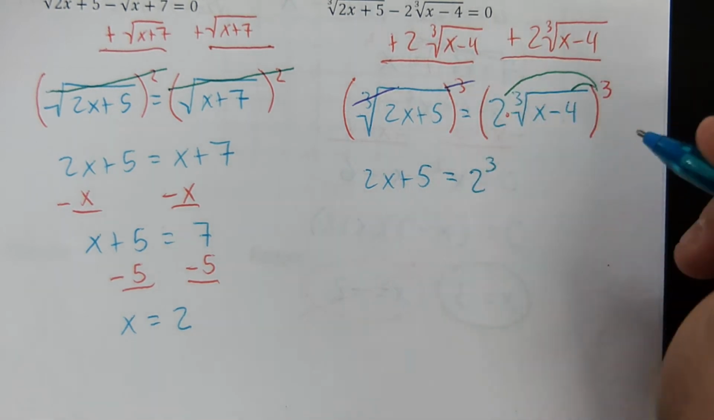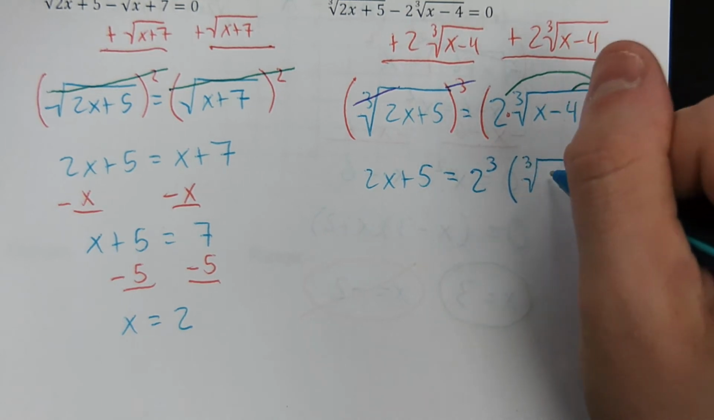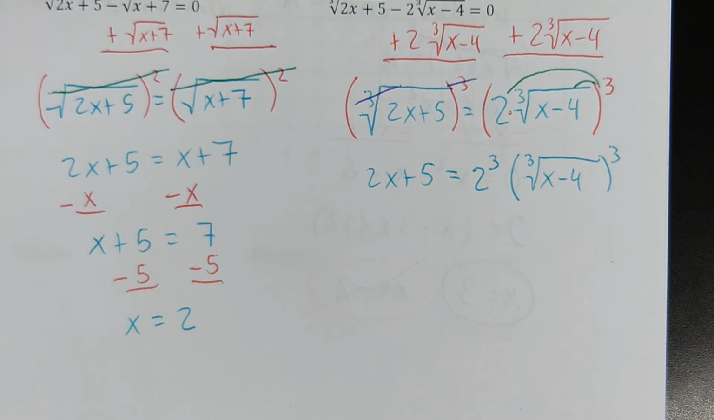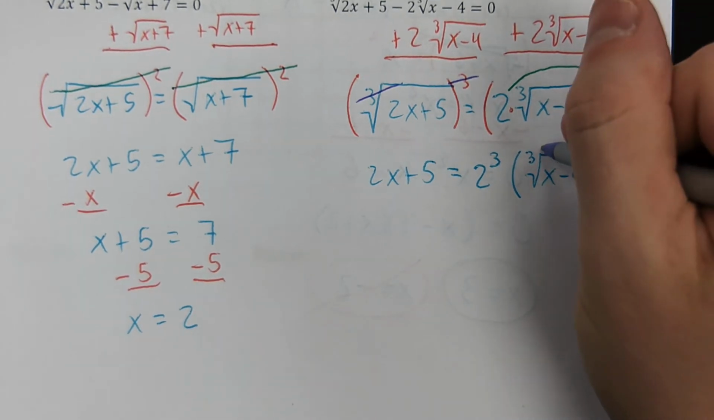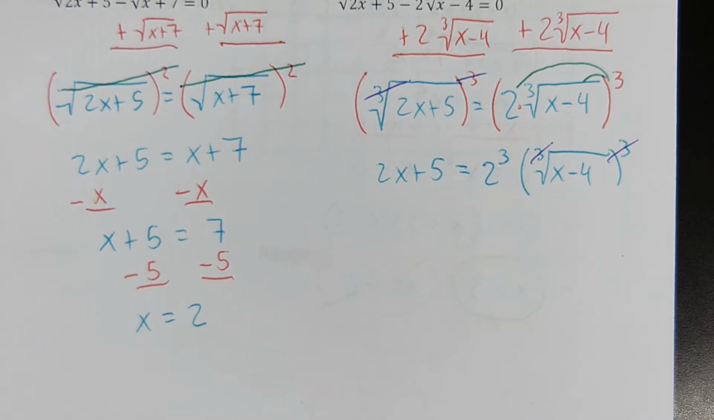2 to the third and cube root of x minus 4 to the third. See, I gave that third power to both objects. Now I'll cross it off, because I don't think we'll mess it up now. Like that. You all comfortable with why I did that? All right.